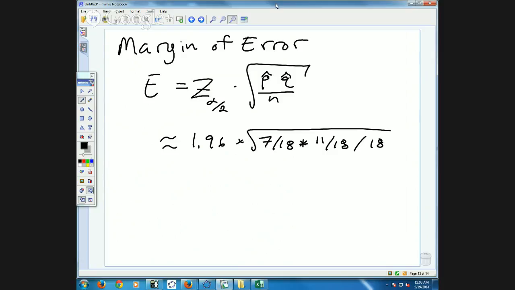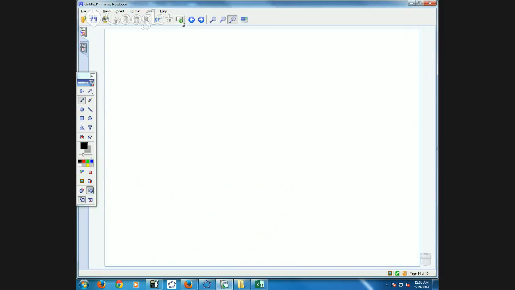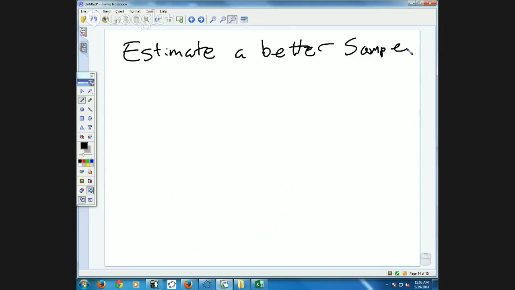And I can do that. So now we're going to estimate a better sample size, because I think 18 is too small. What do we have to work with to do this? It's the margin of error we're fiddling with. Margin of error is equal to z sub alpha over 2, and the z-score depends on your confidence level.